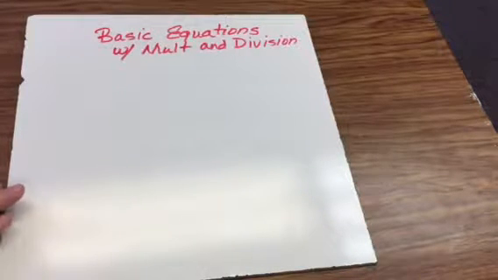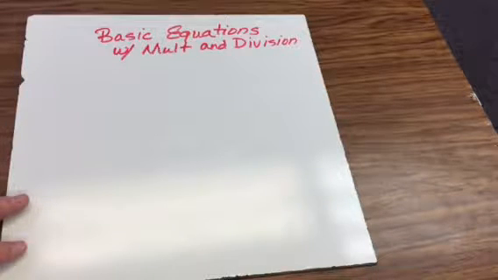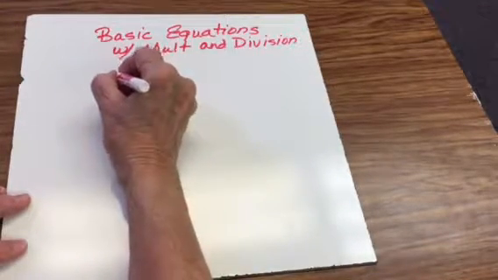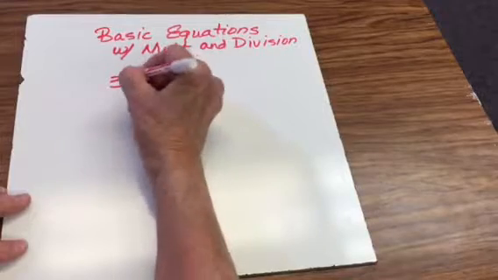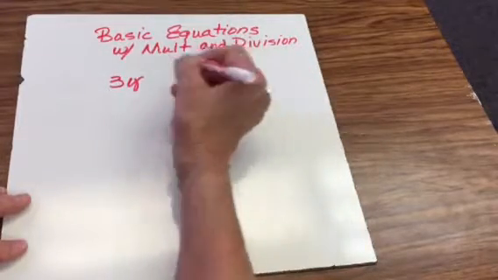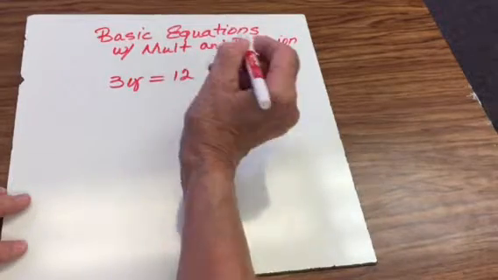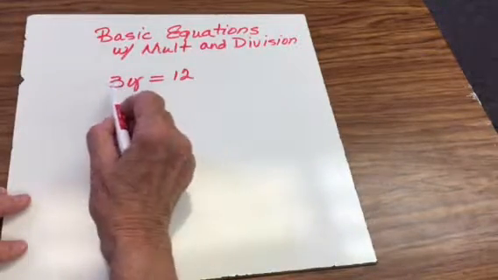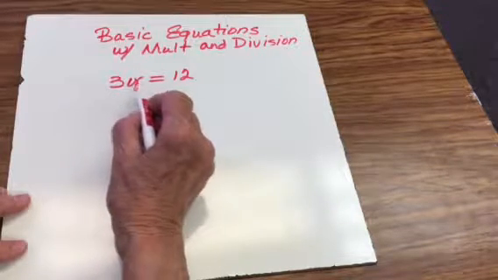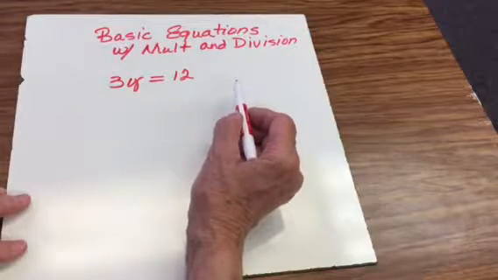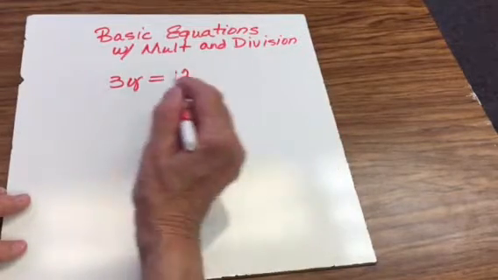In this video, we're going to discuss how to multiply and divide with equations. So if I have a problem like this, 3 times some number, I'll call it y, and I know that it's going to equal 12. Then I have to say to myself, 3 times something equals 12. Now, most of you know that answer is 4, but let's pretend we don't know that.